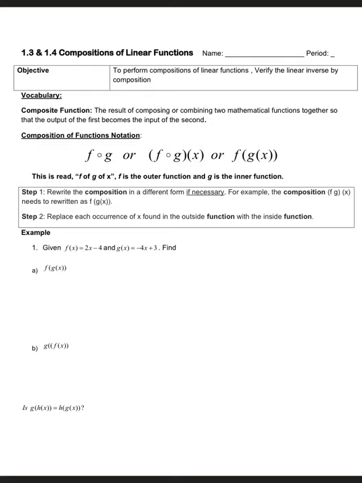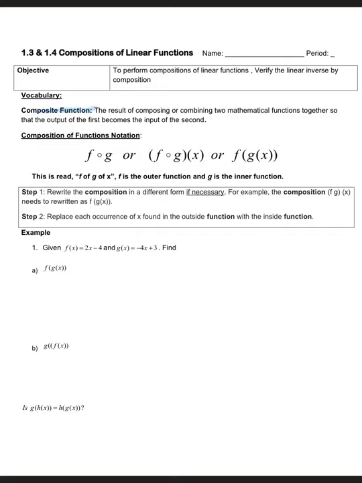In this lesson, the objective is to perform composition of linear functions, and we are going to be applying this to verify linear inverses by composition, which we shall do in the next lesson. So let's look at the vocabulary.